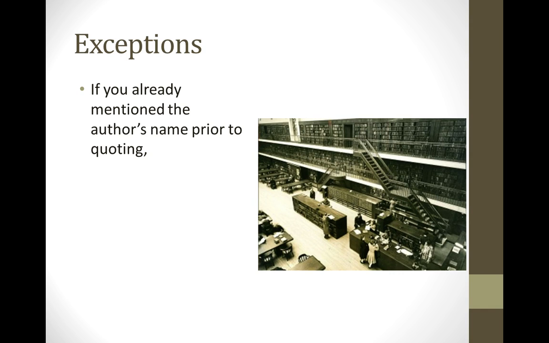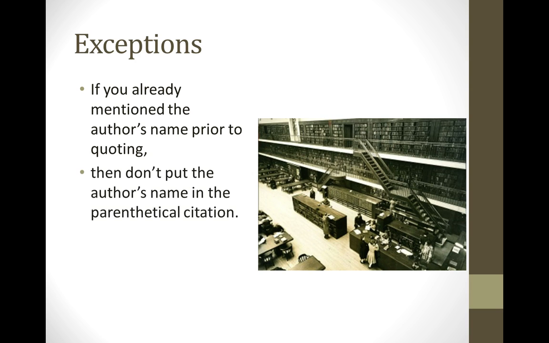A final exception that I'm going to note before we dive into an example. If you already mentioned the author's name prior to quoting. Now this should actually be something very common. I indicated that you really want to indicate your source before you start quoting when talking at the start about in-text citation. When you're perfectly clear about who you're quoting, then we don't repeat that information in the parenthetical citation. If you tell me before you quote who the author's name is, then don't repeat it in the parenthetical.